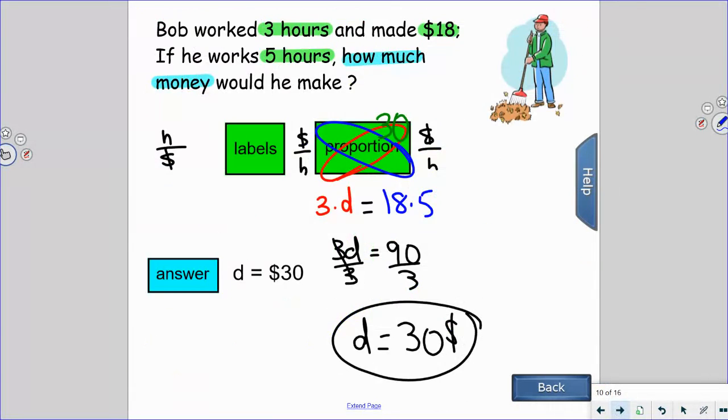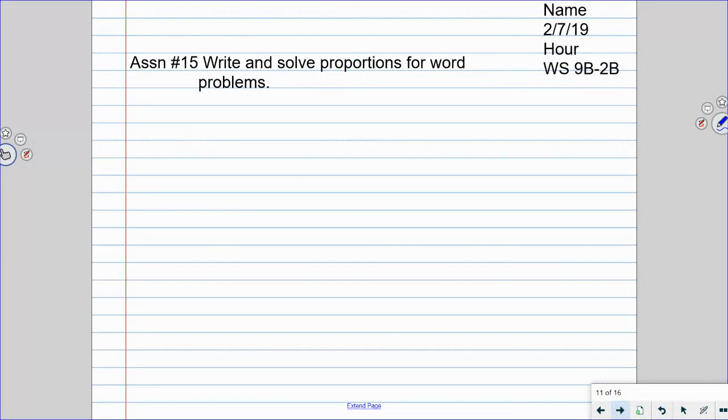So what I'm going to ask you to do is complete the assignment. You need to do all your work on paper. Let me say that again. You need to do all your work on paper. The worksheet, I call it 9B2B because it's from the second lesson. Actually, it's the third lesson, more like. Should have called it 3B. Anyways, go ahead and write and solve proportions for word problems.